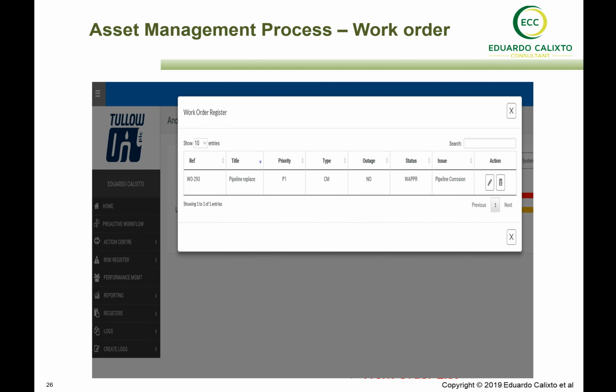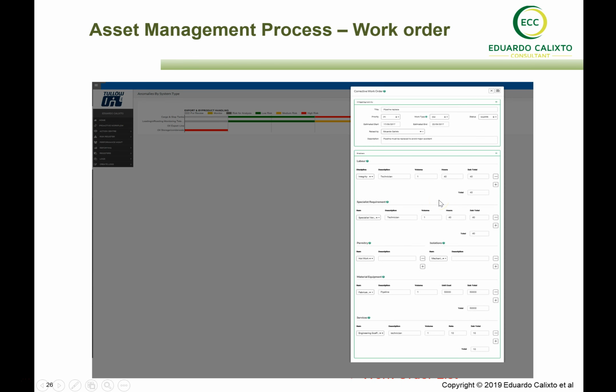If you click on the work order list, you see which are the issues and the work orders that already need to be implemented. So the pipeline work order is already in the system. So it automatically has a number. When you create it, it automatically creates a number, and the title is pipeline replace. So you can come out here. You can come here in this template and open and see the issues.